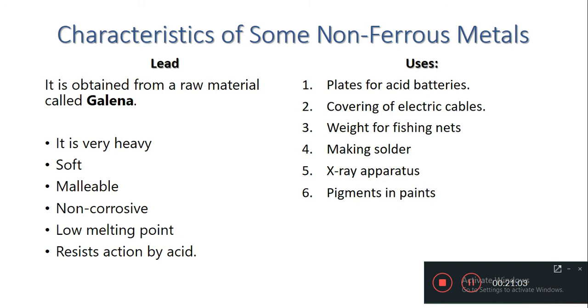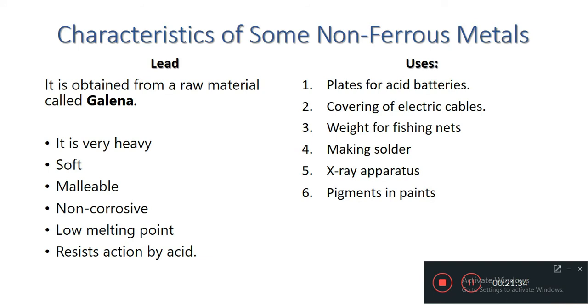And take note, it has a low melting point. You don't need a lot of heat to melt lead. A small amount of heat is enough to melt lead. Unlike mercury, lead will not melt at room temperature. You need to apply some amount of heat to make lead melt and use it the way you want to.